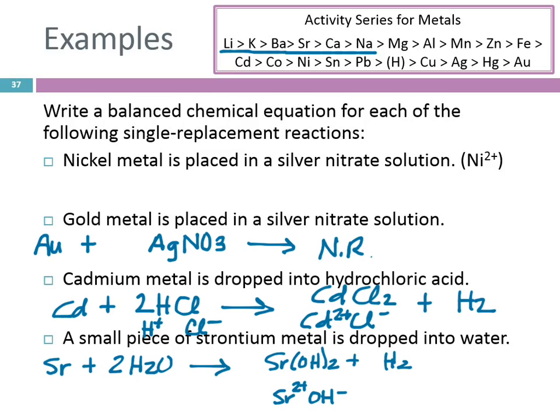Remembering that an active metal reacts with water to form a metal hydroxide and hydrogen, I consider that to be a very minor issue. Being able to take a written out sentence and write a balanced chemical equation, that is a big deal. Okay? You have to be able to do that.